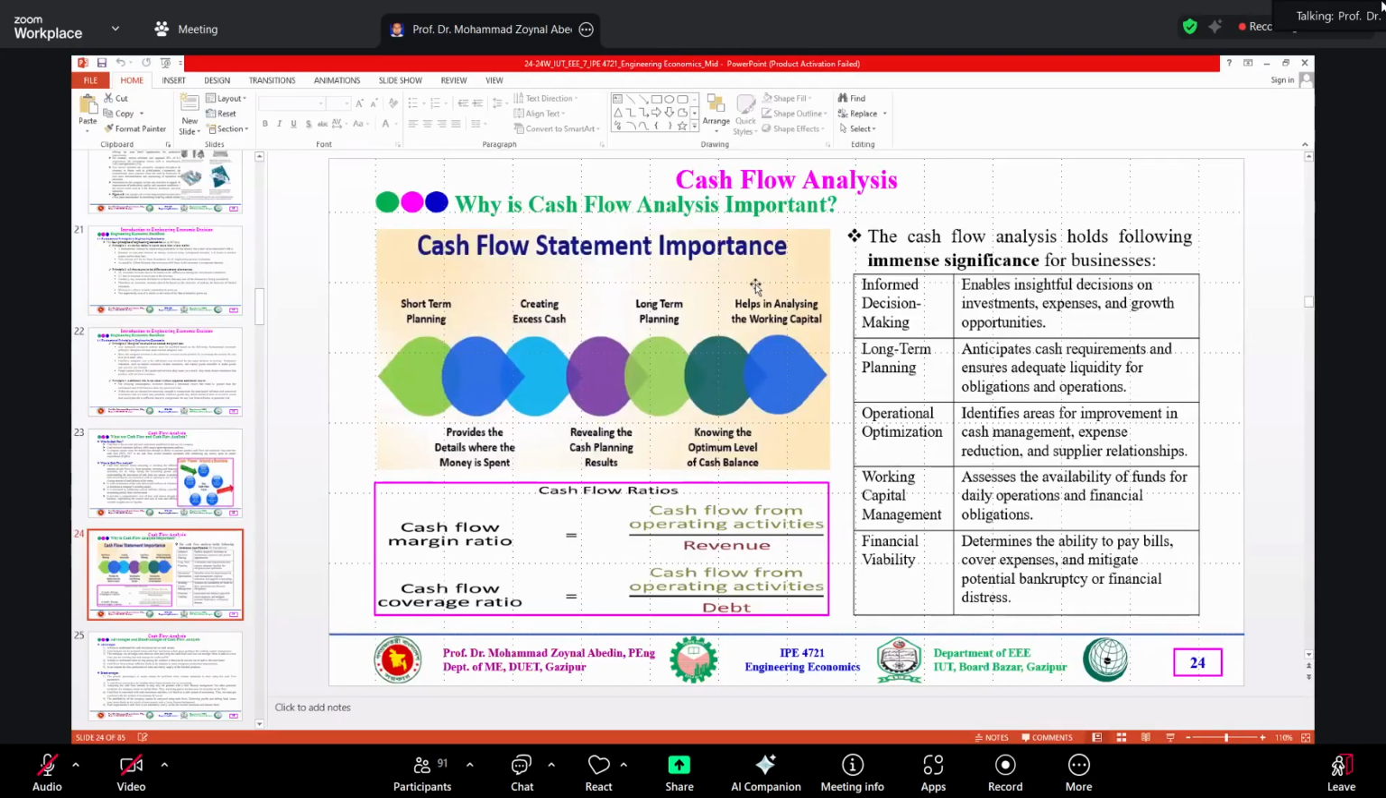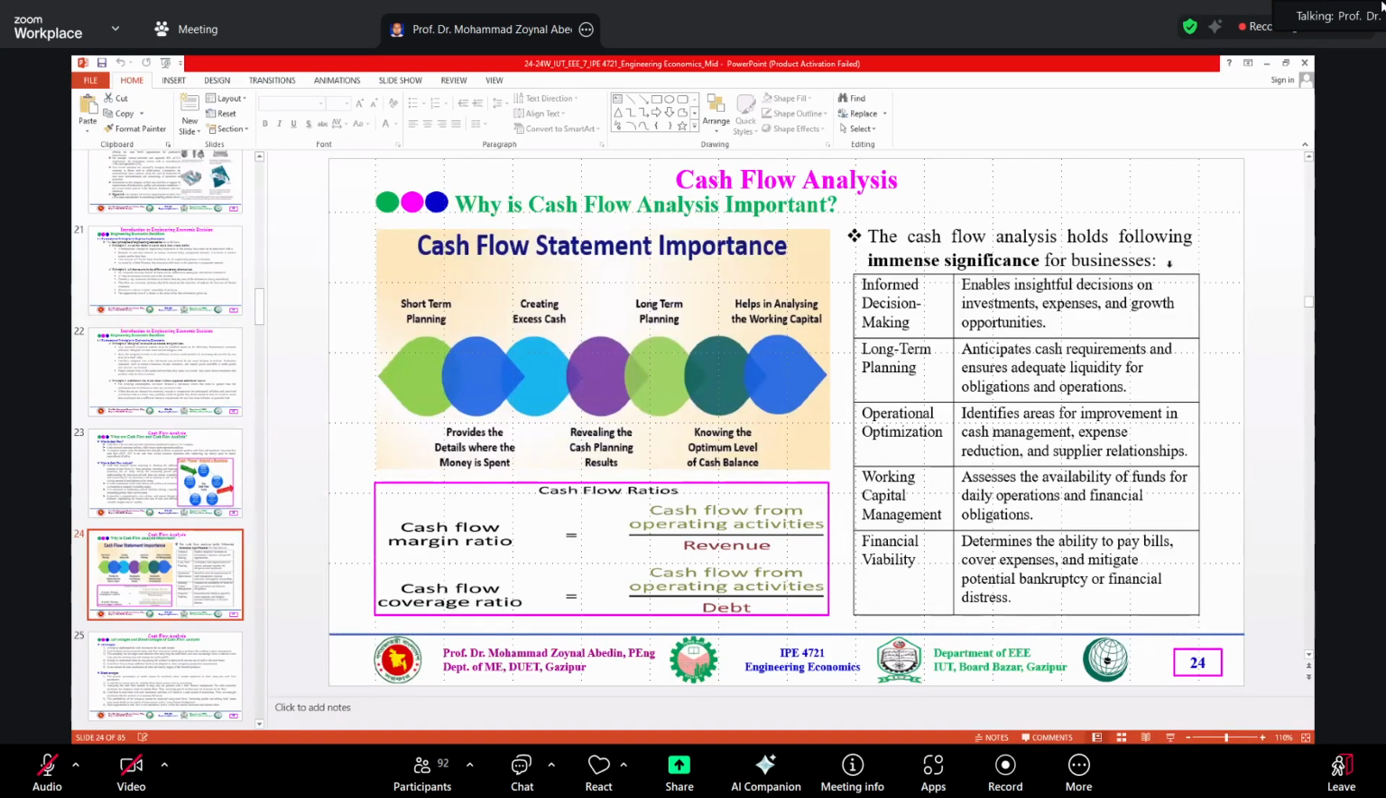Now, cash flow statement importance. What is the importance of the cash flow statement? If you see there are different planning, short-term planning, here the long-term planning also. So at first we have to do the short-term planning, and then we have to provide the details where the money is spent. After then creating the excess cash, then revealing the cash planning results, then long-term planning. After that, knowing the optimum level of cash balance helps in analyzing the working capital.